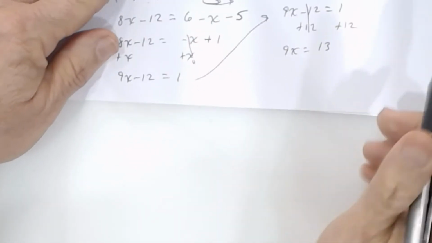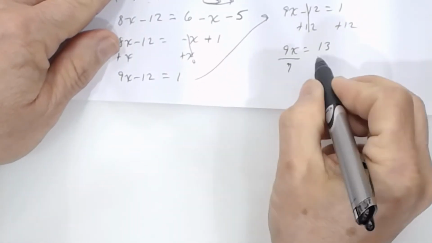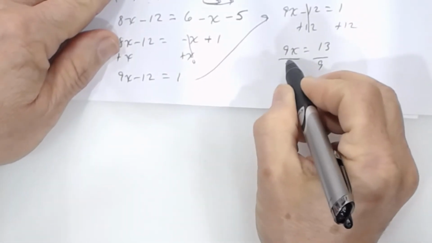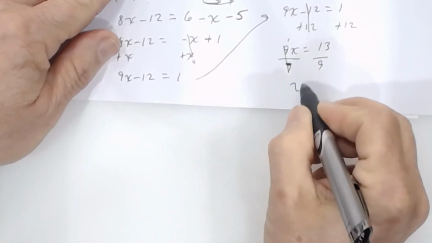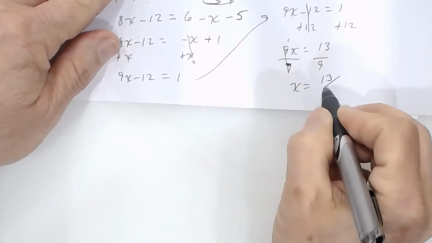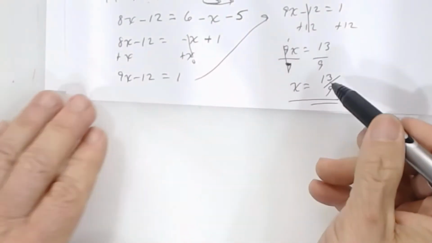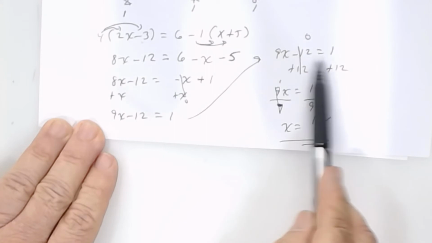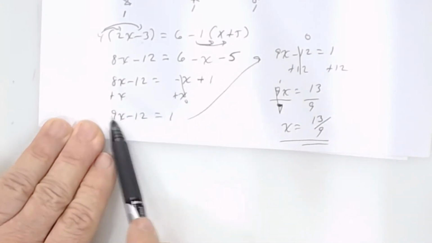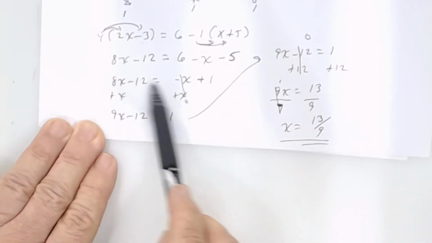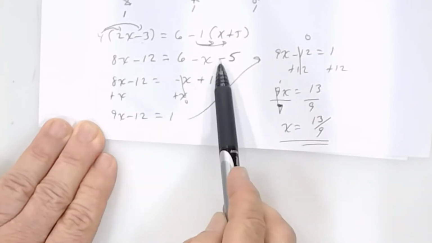And then finally, what's the next step? Divide both sides by 9, just like you see it. 9 divided by 9 is 1. 1 times x is x. What's x equal to? 13 ninths. So that's your solution. So x equals 13 ninths is a solution to this equation, and it's a solution to each of the previous equations.